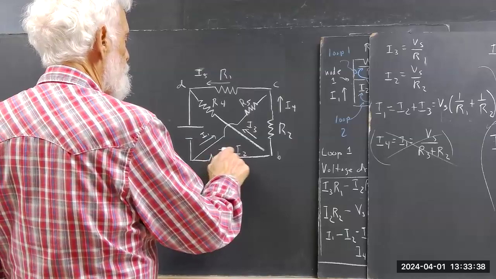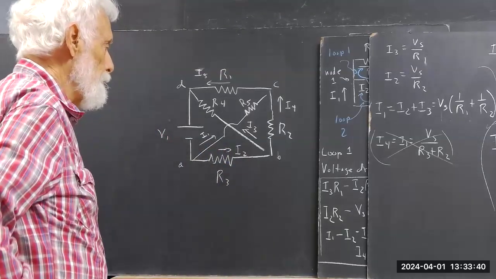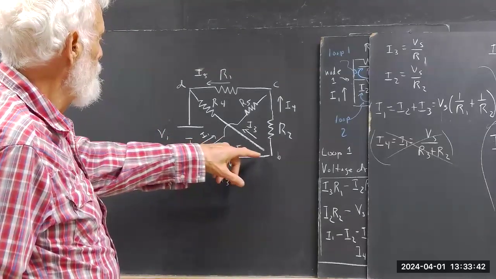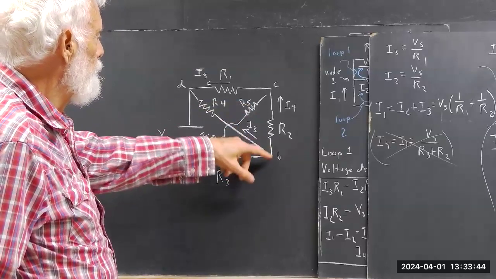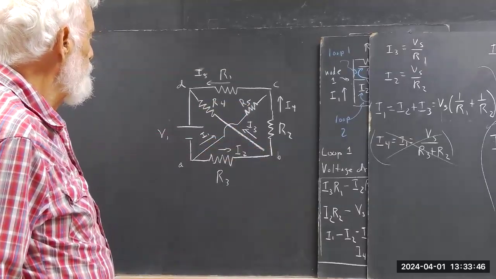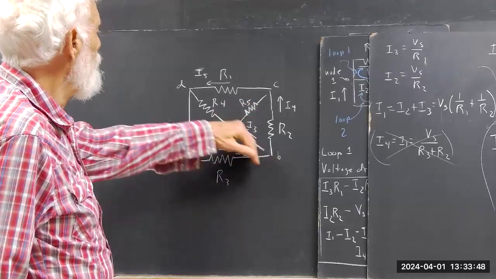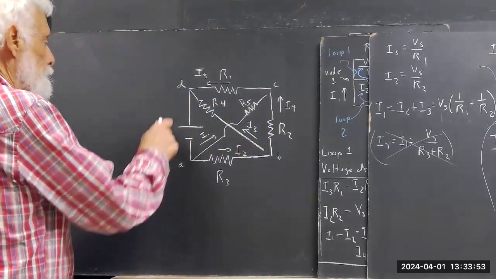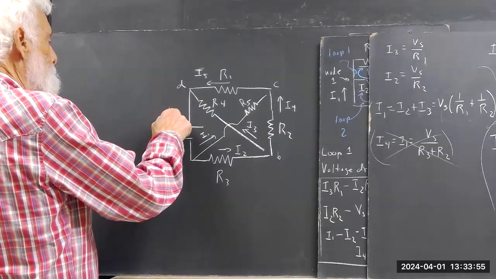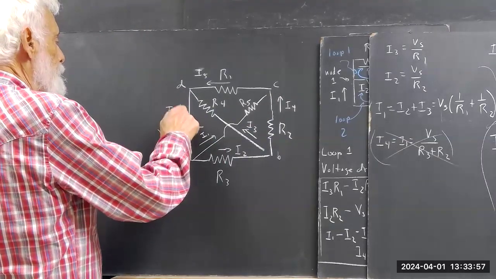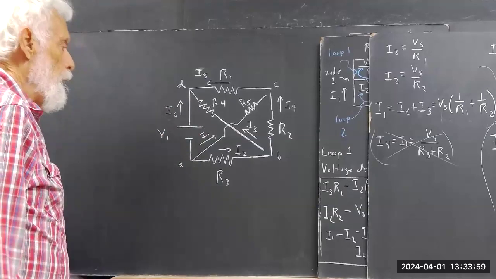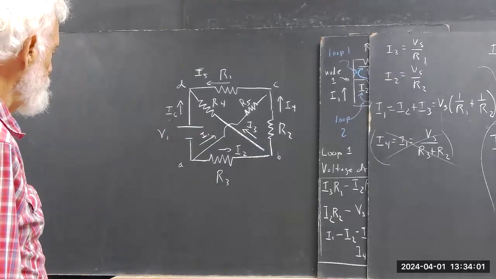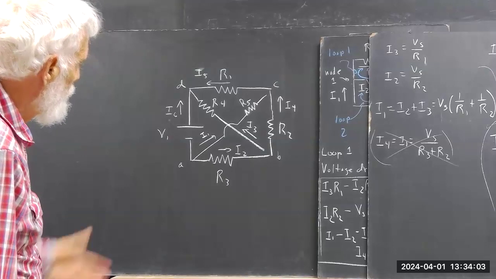This is I2. I1, I2, I3 in this one, I4 in this one. 1, 2, 3, 4, 5, and I have a sixth one. Okay. Now what do I do?